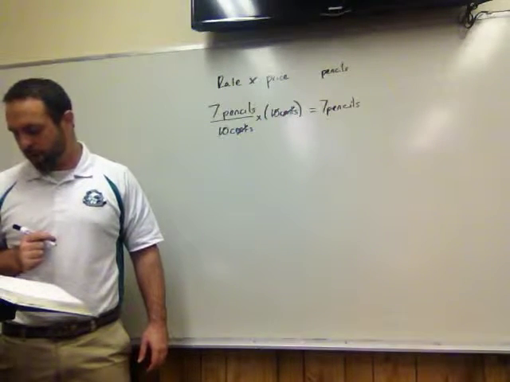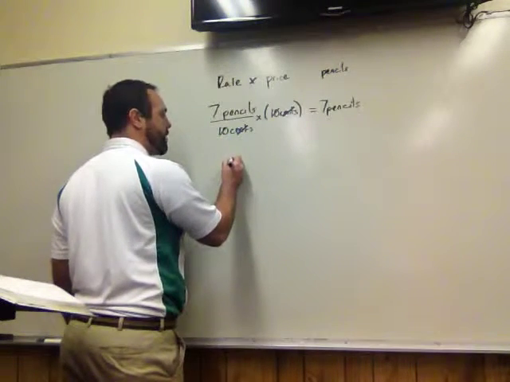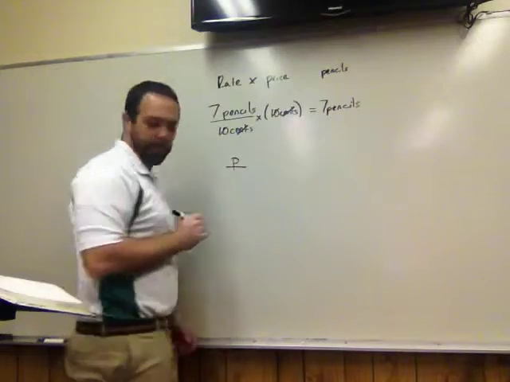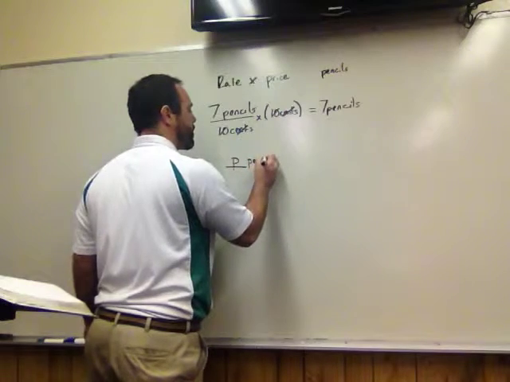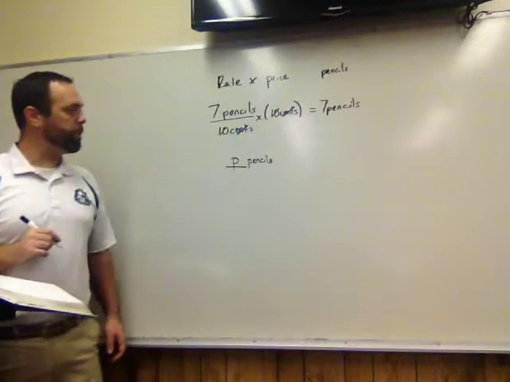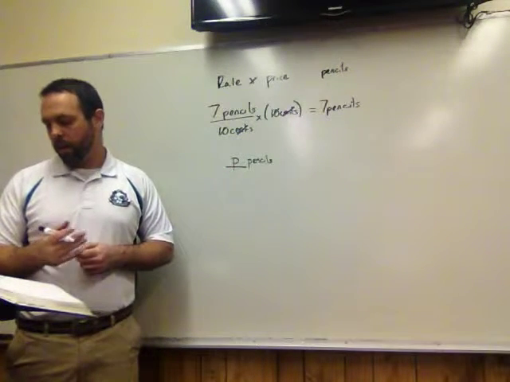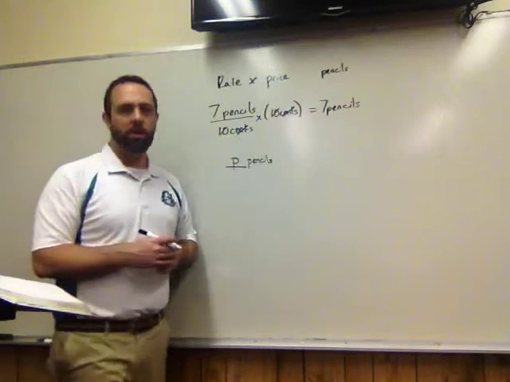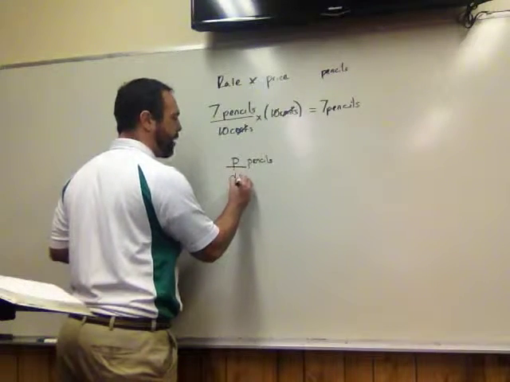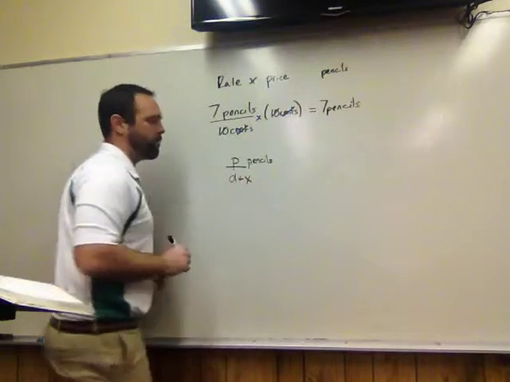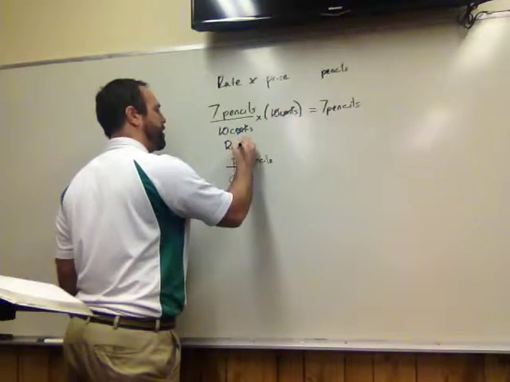Peter purchased P pencils for D dollars. So let's figure out our rate first of all. We have the pencils, and instead of a real number, we just have P pencils, for D dollars. But it says that the pencils cost X more dollars. So instead of P pencils for just D dollars, we're increasing that price by X. So we're going to add that X to that, and that's going to be my new rate.